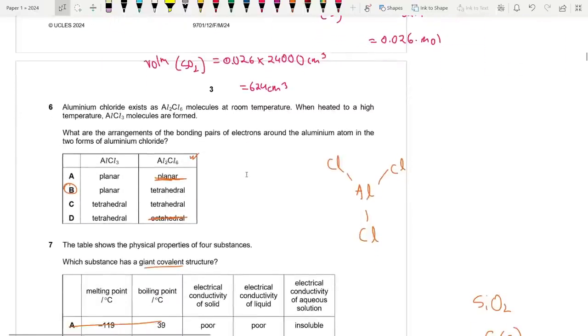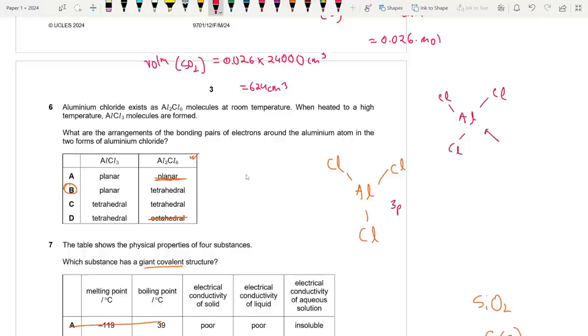Number 6, aluminum chloride exists as a dimer, Al2Cl6, at room temp, and when it's heated to a high temp, the dative covalent bonds actually break, so it turns into a monomer, AlCl3. So the shape of AlCl3 is actually planar, trigonal planar, 120 degrees angle, mainly due to the fact that it is sp2 hybridized. It has 3 bond pairs, okay? But on the other hand, Al2Cl6, it's kind of like this. I'll draw it for you guys.